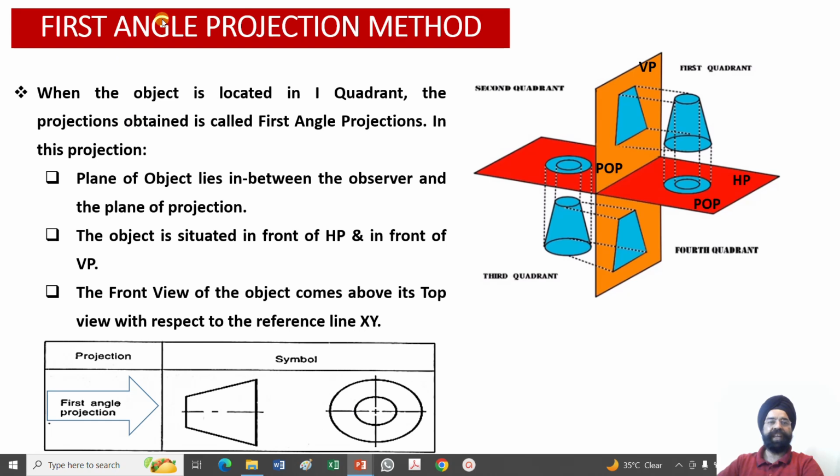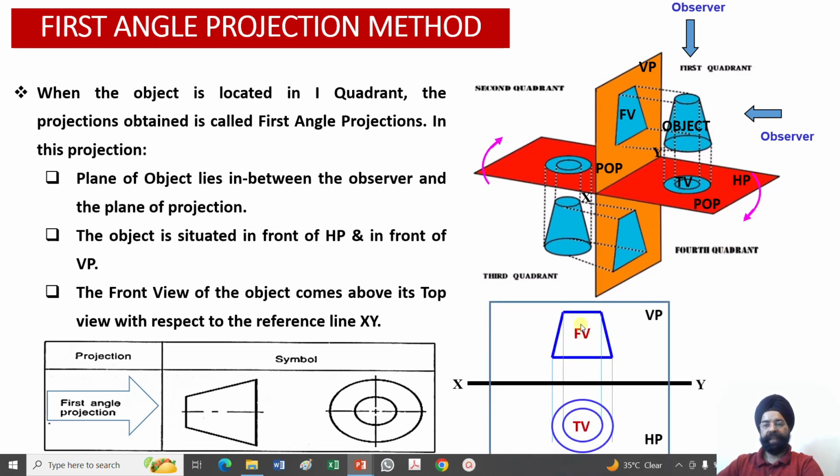So this we have already discussed, first angle projections. This is my front view, this is my top view. I am looking from the front, I will get this view above the XY line. I am looking at this object from the top, I get this view on the horizontal plane, and this will be rotated downwards. If I draw it onto the same plane, this will be my front view which is drawn above XY on the vertical plane. This is my top view which is drawn on HP below my XY line.